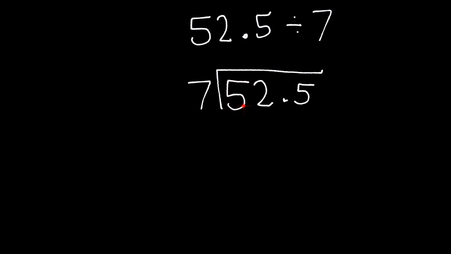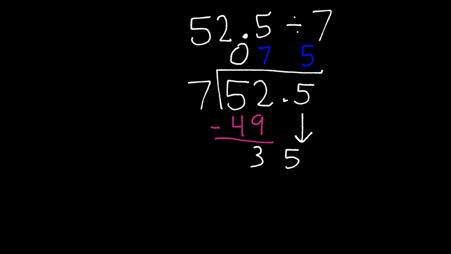7 cannot go into 5, so I can put a 0 up top there. And then it can go into 52. And it goes into 52 7 times. So 7 times 7 is 49. Subtract, and we get 3. Now bring down the 5, and we have 35. So then 35 divided by 7, or 7 goes into 35 5 times. So that gives us 35. We subtract, and we end up with 0.